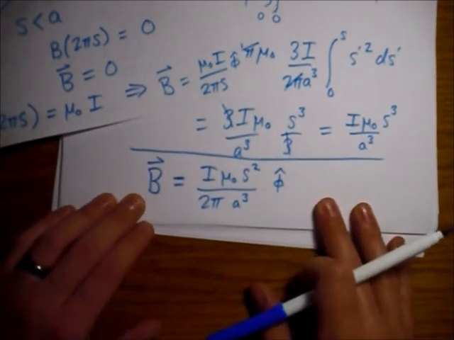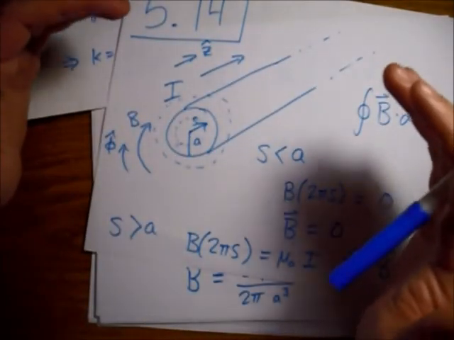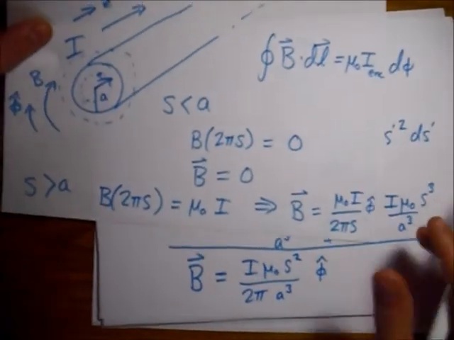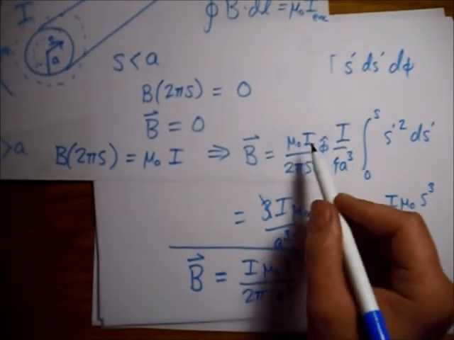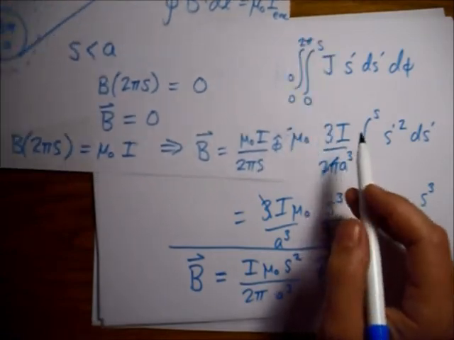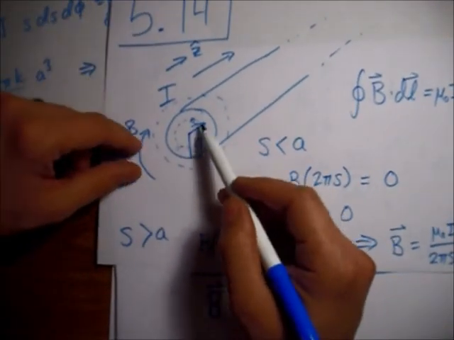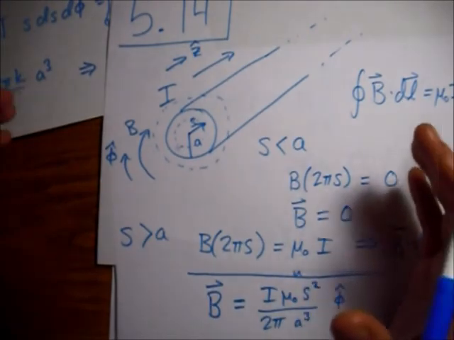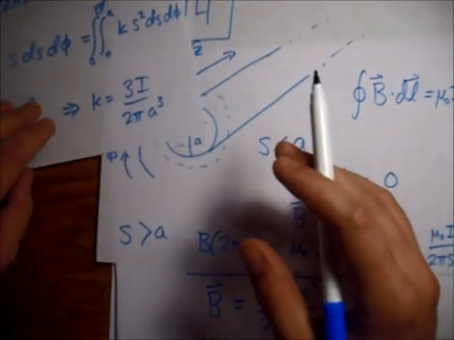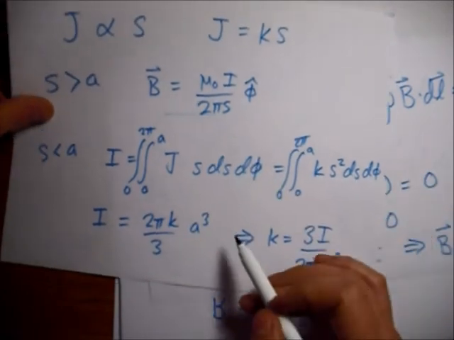Just to recap, if we have all the current flowing only out at the very outer edge, or the outer surface of the wire, we get no magnetic field inside, and we get this mu naught I over 2 pi s field outside. This outside magnetic field is the same one we get if we have this slightly more complicated current density, which is proportional to s. On the outside, that's still the magnetic field that we get. But on the inside, it's a little bit more complicated.